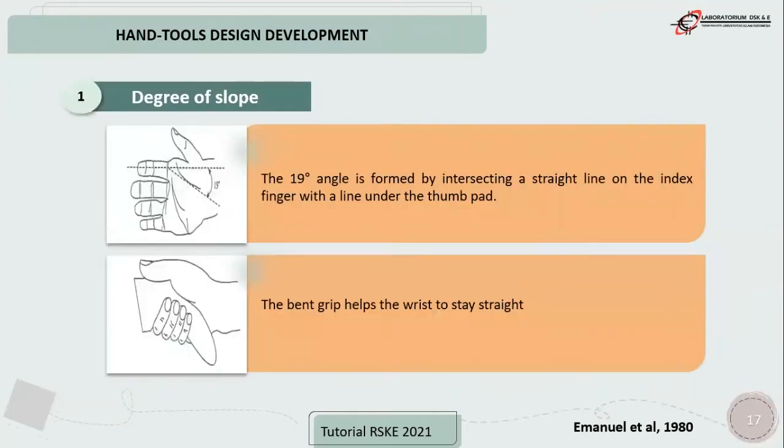And then next is hand tools design development. For the first, degree of slope. The 19-degree angle is formed by intersecting a straight line on the index finger with a line under the thumb pad.